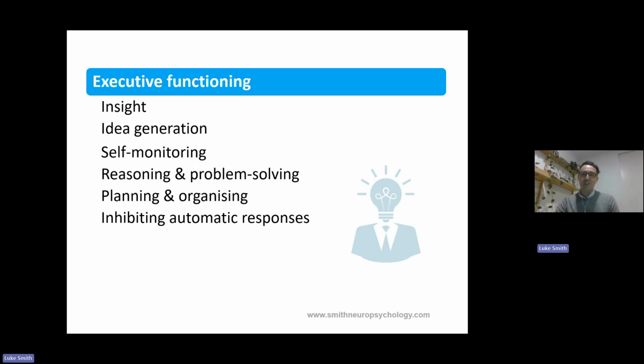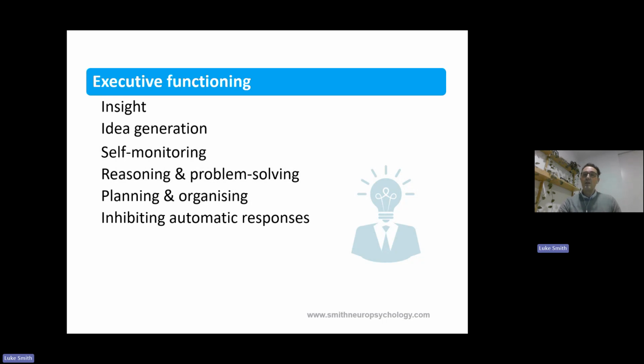The next one is idea generation. This is your ability to come up with ideas quickly. So often for people, when you ask them a question, particularly an open question, when they live with dementia, and an open question is something like, what do you want for lunch? What do you want to wear today? They have to come up with ideas. They have to generate ideas, which can be challenging for some people living with dementia.